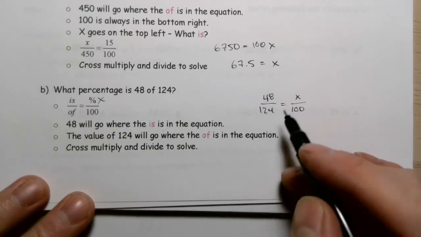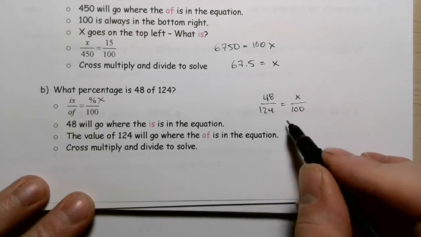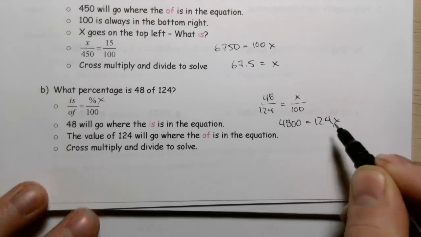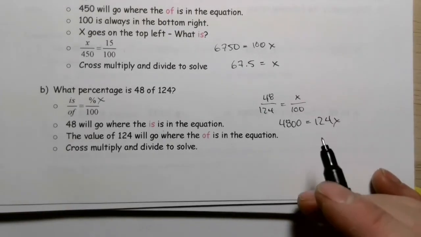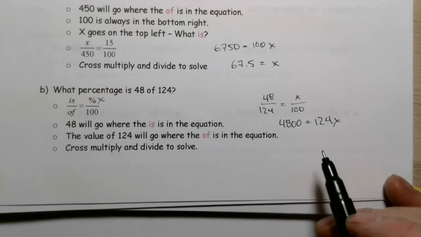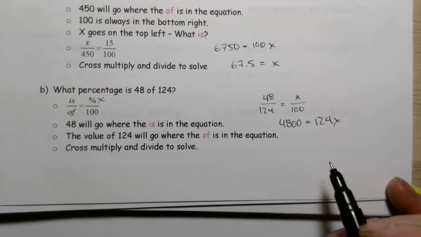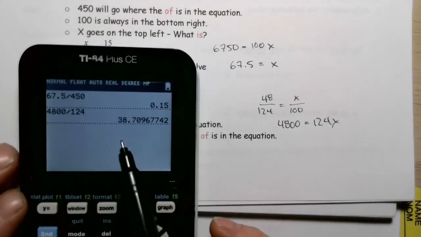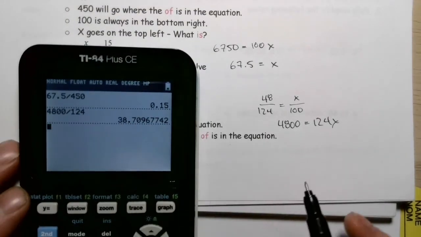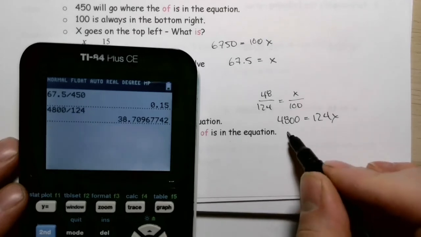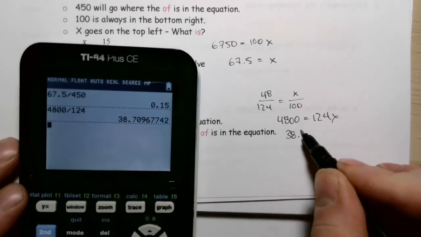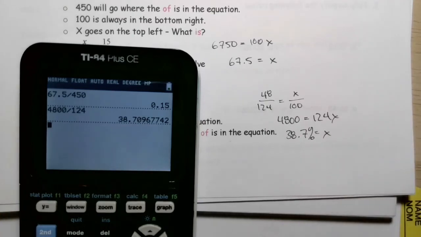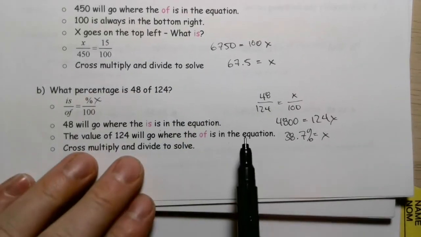Okay, cross multiply. So I love this. 100 times 48 is just 4,800, which is equal to 124x. And so now what I will do is take that 4,800 and divide that by 124. I did it over here in my calculator, and when I do that, I get 38.71. So let's just say 38.7 is equal to x. Well, that's my percent. That's the percentage that I was looking for here.